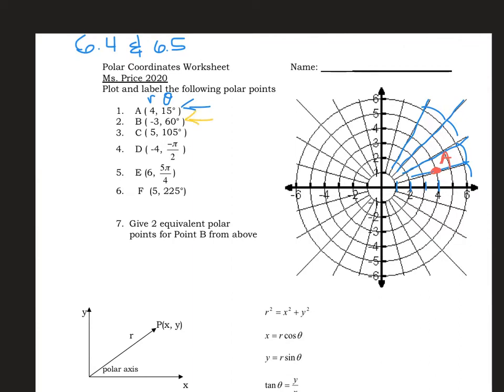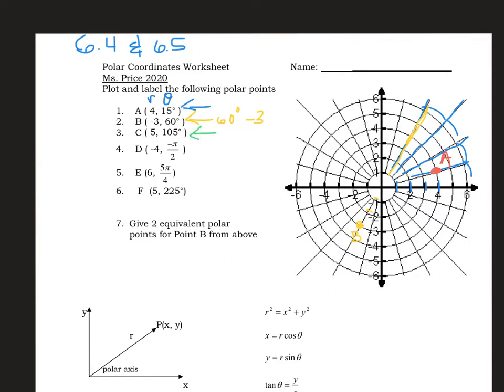B is (3, negative 60 degrees). For this one, I'm going to go to 60 degrees first, and then I'm going to go 3 in the opposite direction. So 60 degrees is right here. I don't want to go to here, this positive 3. I actually want to go in the opposite direction down here and count out 1, 2, 3. So that would be point B.